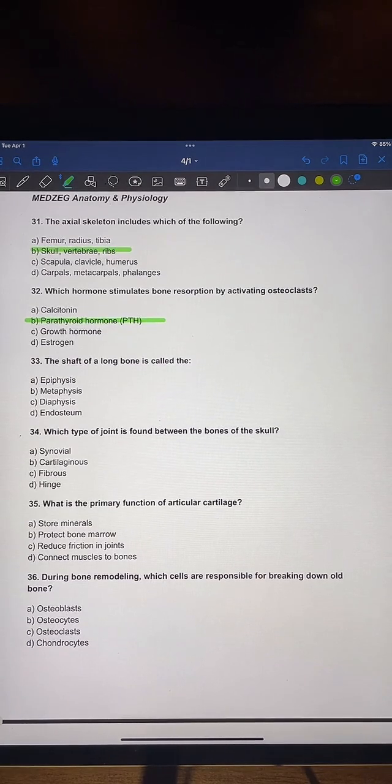33, the shaft of long bone is called... I mentioned it in another question.